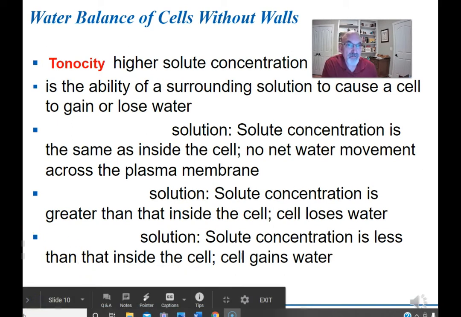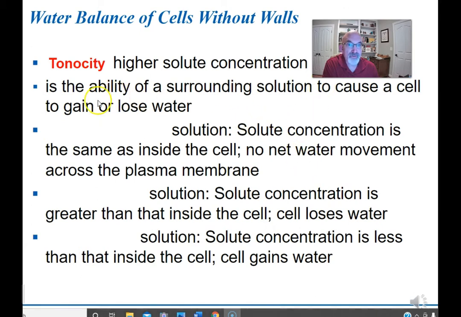Okay, it should say tonicity. Tonicity is the ability of a surrounding solution to cause a cell to gain or lose water. And we know that an isotonic solution is one where the solute concentration is the same inside the cell as it is outside the cell, so there's no net movement of water.